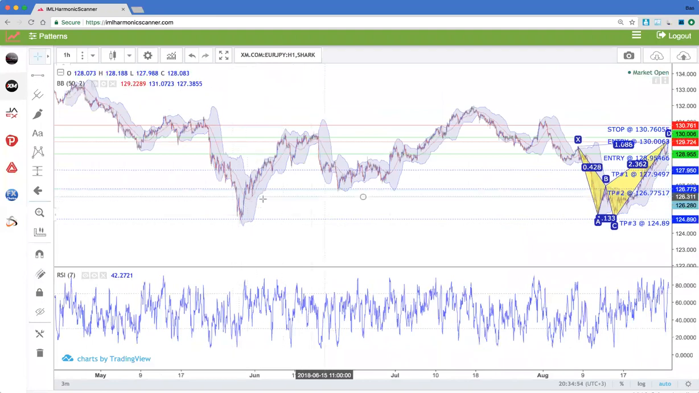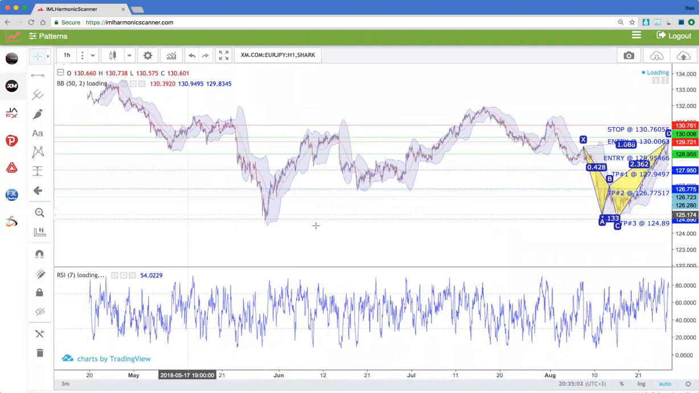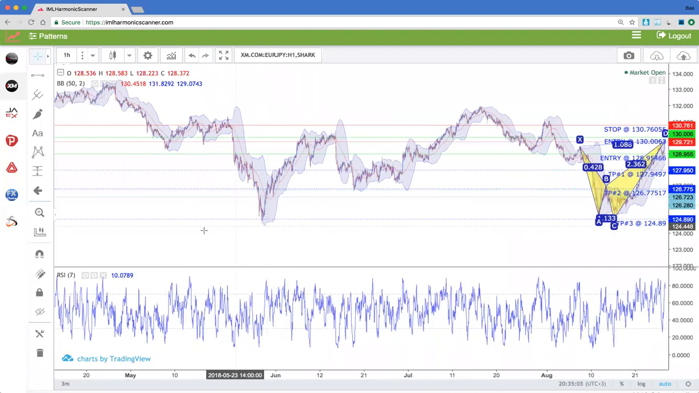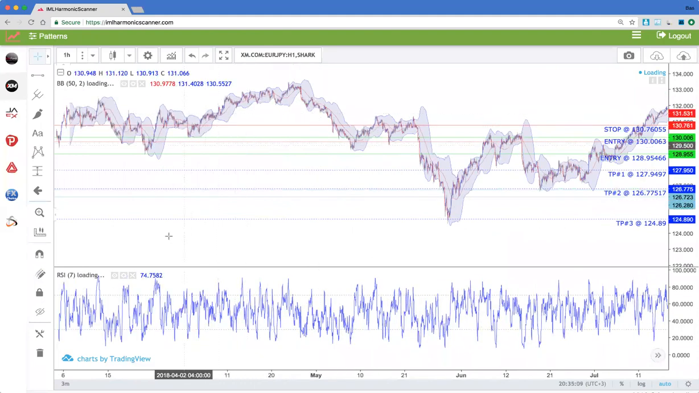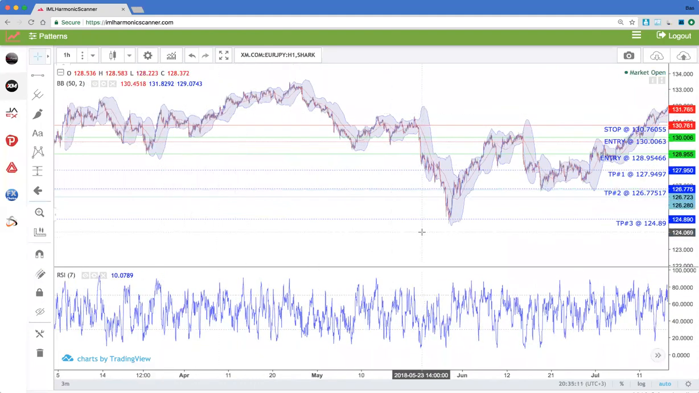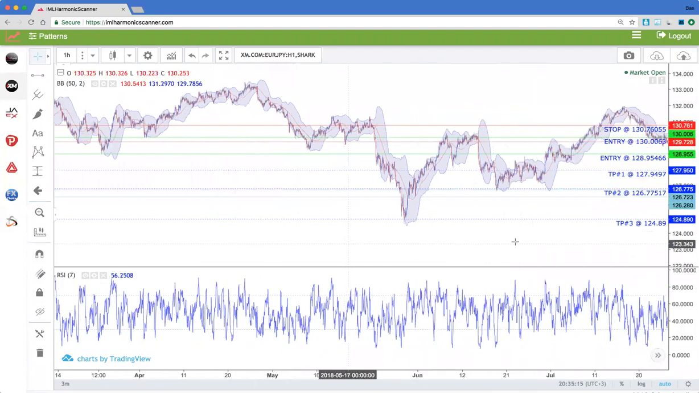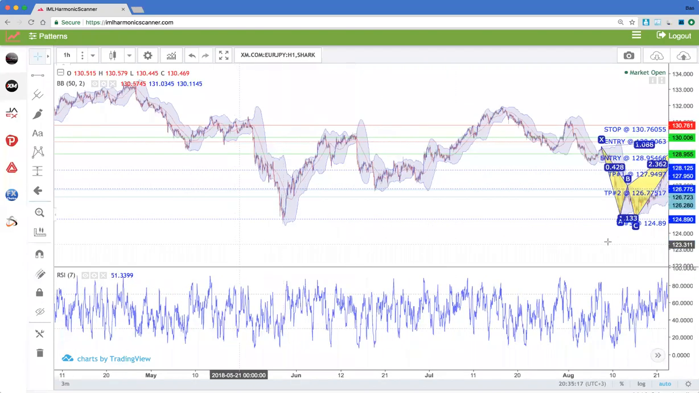So here you see the support resistance line that I drew. It hits here as well. Of course, it hits at the bottom. That's why the pattern is created. And it will go back for a certain time, but not forever on Harmonic Scanner. So then you need to check the pattern yourself on TradingView or on your MetaTrader account.